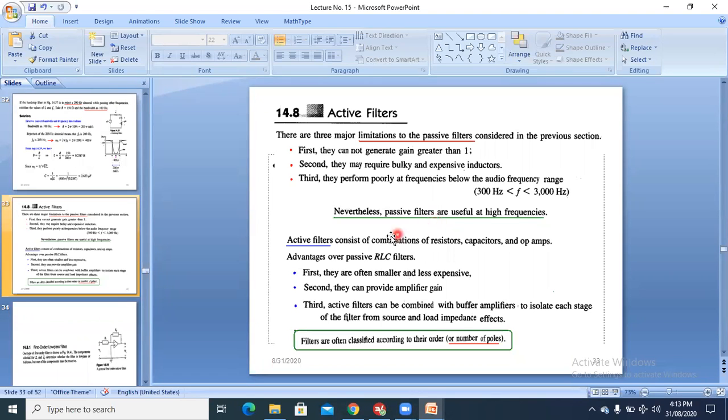Active filters consist of resistor, capacitor, and op-amps. So their advantages are they are smaller and less expensive, and they can provide amplifier gain, and they can separate the source and load impedance by the use of buffer amplifiers. And with the advantage of these, we prefer active filters.